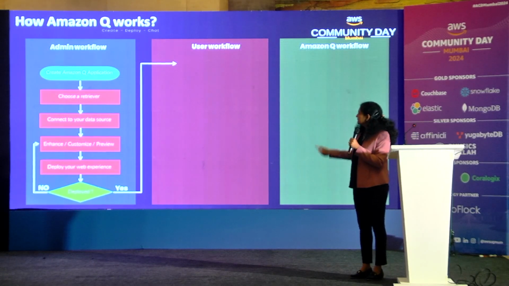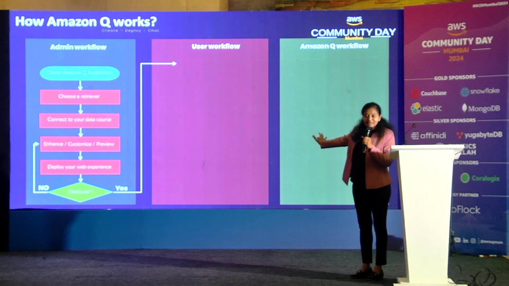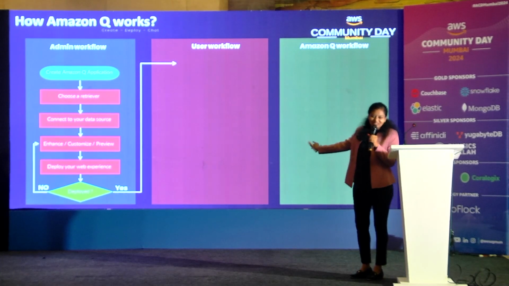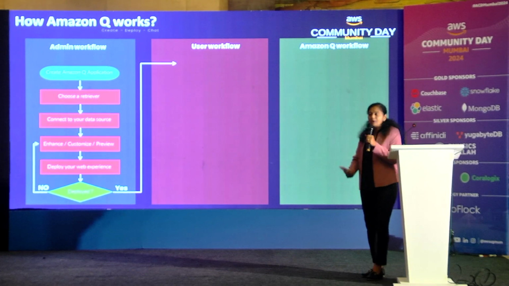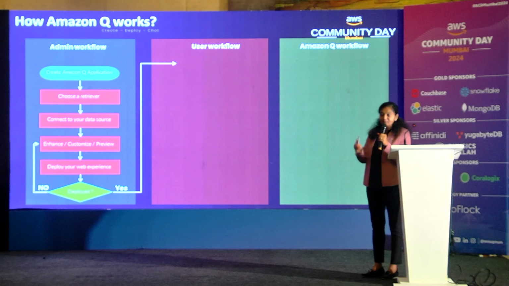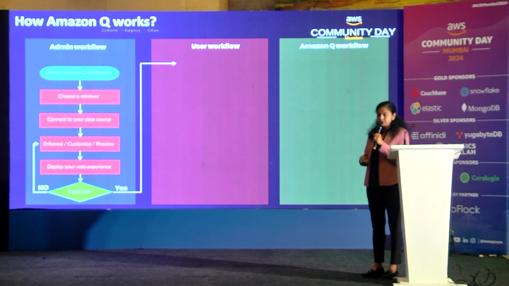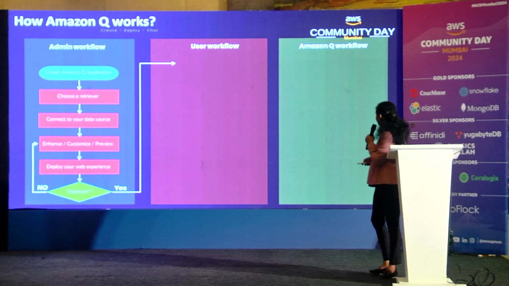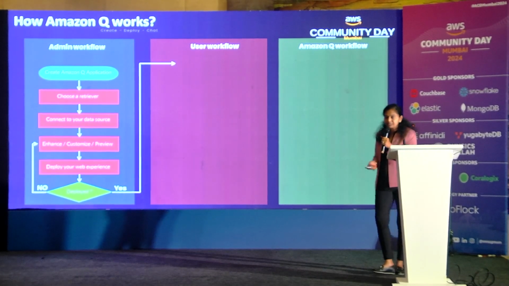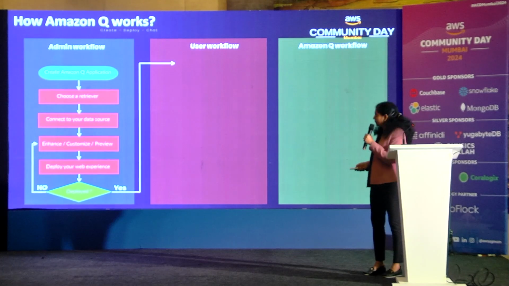Okay, so this is the work. Luckily, I didn't put this in a video, so I have something to show. So how Amazon Q works: it works with three different workflows. One is the admin workflow, the user workflow, and then the Amazon Q workflow. First one was the admin workflow.